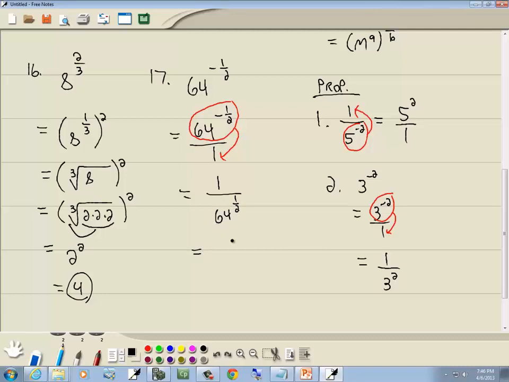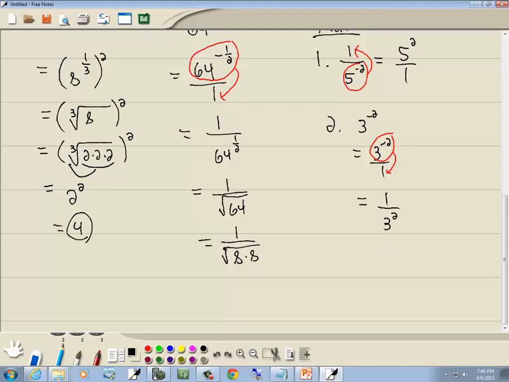Now we want to put that back in the radical form. 64 to the 1/2 is the square root of 64. And for a square root, we're looking for a pair of somethings. 64 we can rewrite as 8 times 8. So our index is 2, it's a square root. We got a pair of 8, so a pair of 8 is going to come out in front as a single 8. So our answer is 1/8.